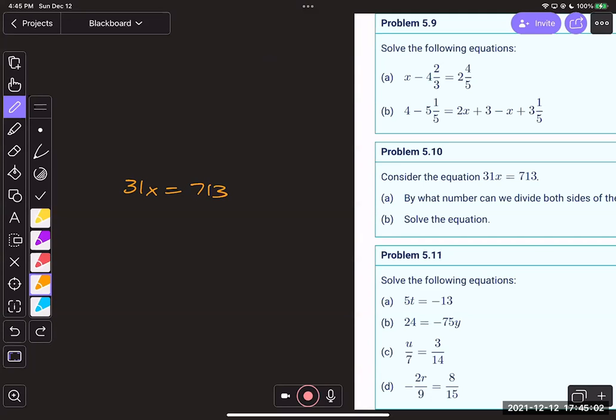But yeah, so in this question we have 31x equals 713, right? So in this question, what is being done to the x? What is happening to it? Multiplication. It's being multiplied by what number? 31. Yeah. So how do you get rid of that? What do you need to do to get rid of that multiplying by 31?